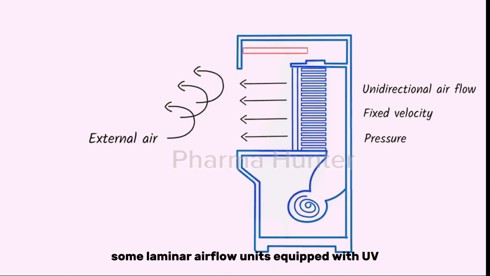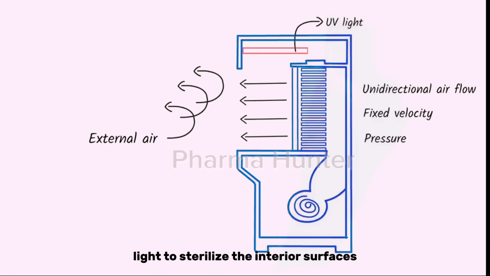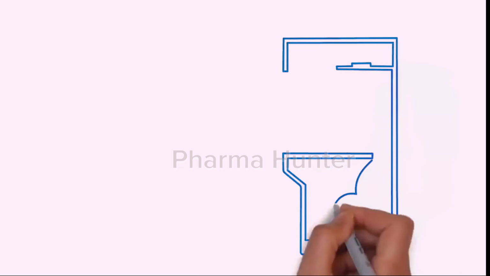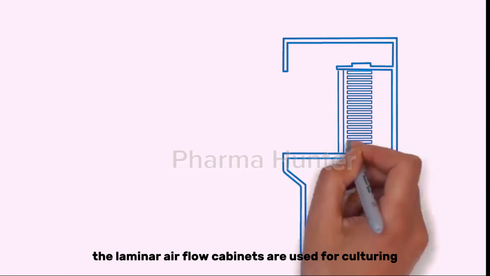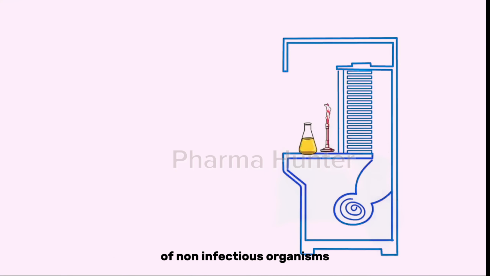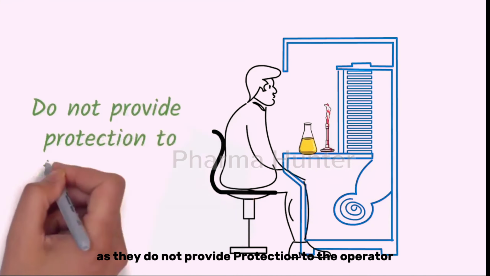Some laminar airflow units are equipped with UV light to sterilize the interior surfaces and components before the operation. The laminar airflow cabinets are used for culturing of non-infectious organisms, as they do not provide protection to the operator.